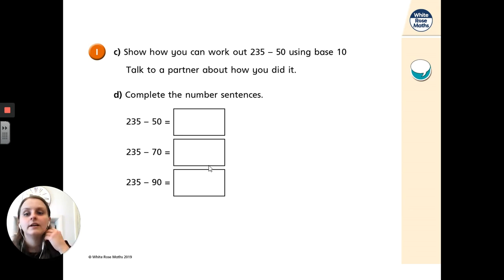Okay, so for C, show how you can work out 235 take away 50 using base 10. So again, you can do the base 10, or you can draw it in a column. I don't mind which method you choose. And then if you can, either explain to someone around you or write a little sentence, how did you do it? 235 subtract 50. Then once you've done that, on to D. So it says complete the number sentences. 235 subtract 50, 235 subtract 70, 235 subtract 90. So again, you might want to use column method, you might want to draw base 10 or place value counters. Either way, I don't really mind.